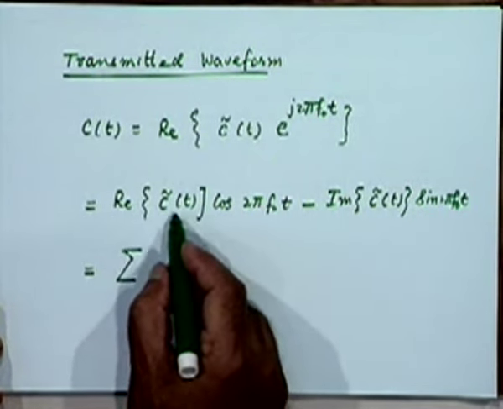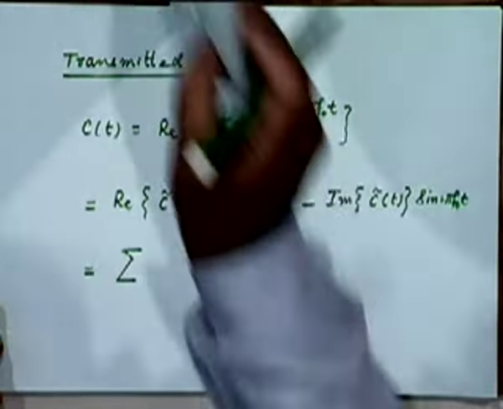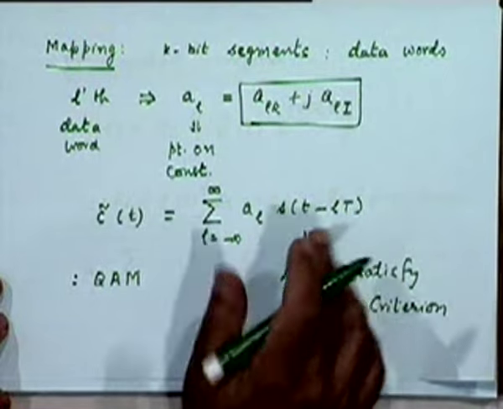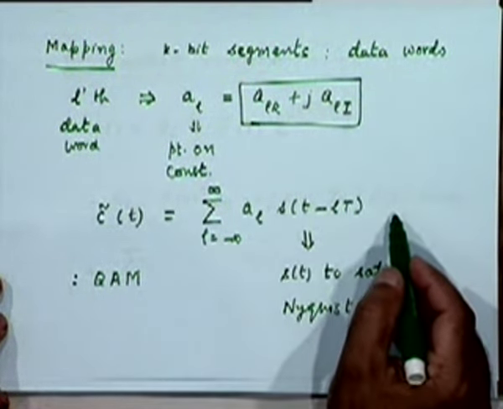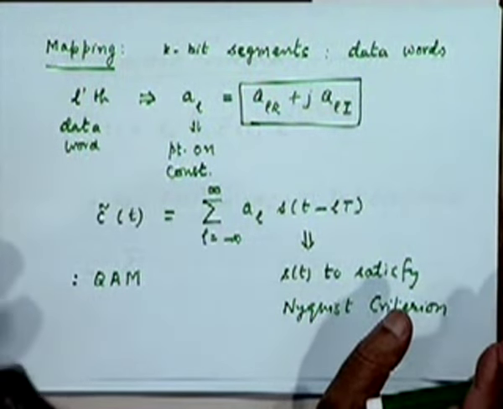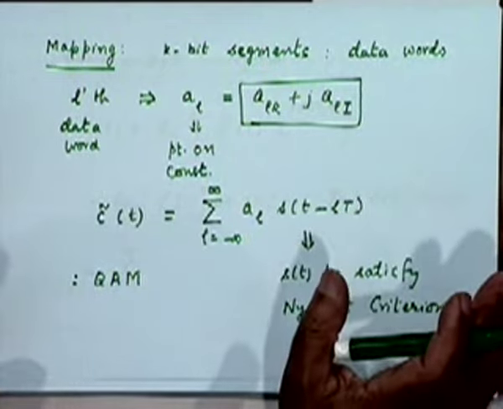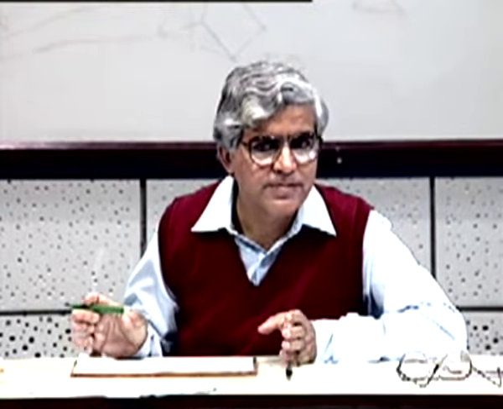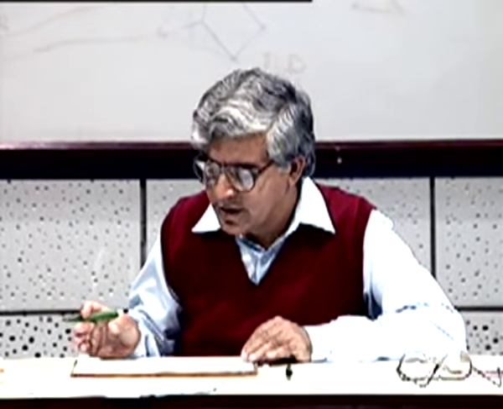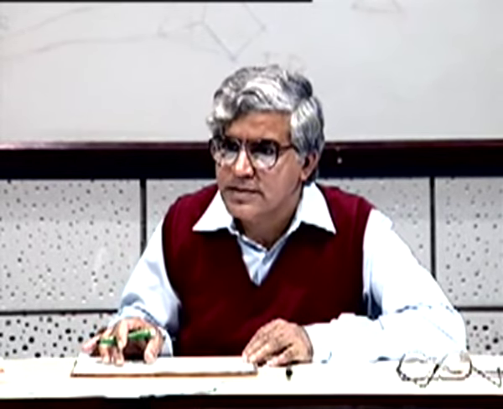This in turn, what is the real part of c bar(t)? Where c bar(t) is this, right? It's a real part of this. Now s(t) is a real pulse shape, right? In general, most of the time s(t) is going to be a real pulse shape. In general, I could have a complex pulse shape also with a real component and an imaginary component. But for my present discussion, let's assume that the pulse shape itself is real in nature.